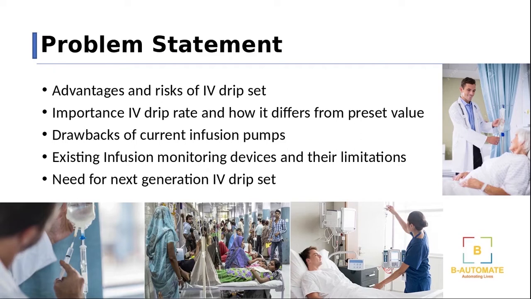Hence, monitoring and controlling the drip rate of IV fluid becomes very crucial because any slightest change in the drip rate of IV fluid might cause severe side effects. In this paper, we discuss the advantages and risks of IV drip set, importance of IV drip rate and how it differs from the preset value, drawbacks of current infusion pumps, existing infusion monitoring devices and their limitations, need for next generation IV drip set.